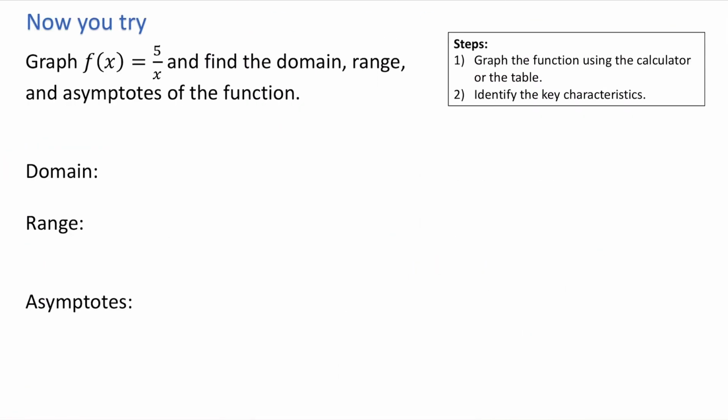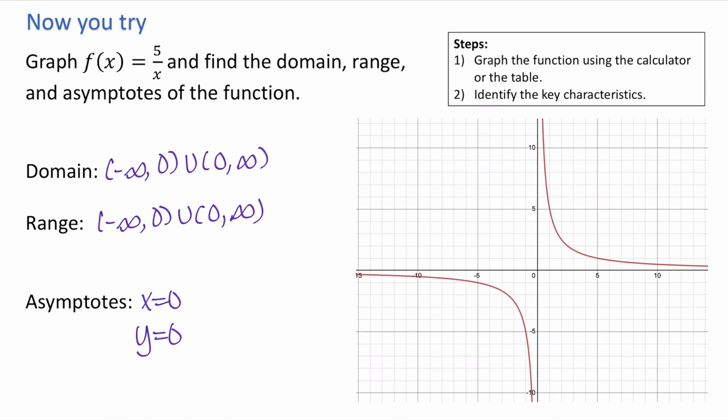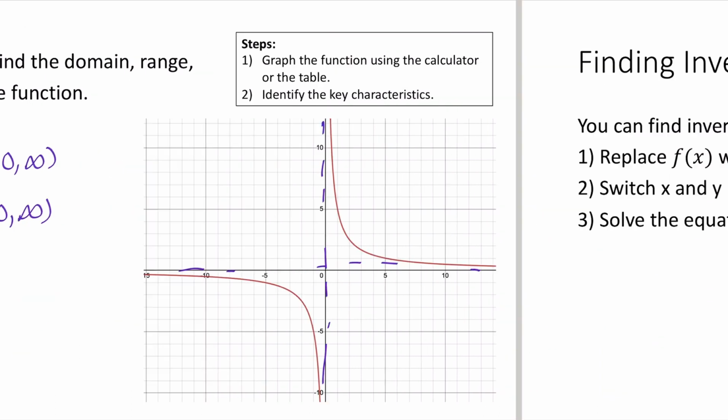So now you can go ahead and pause the video and try this example on your own. So when you graph 5 over x, this is what the graph looks like. The domain is going to go from negative infinity to 0 and 0 to positive infinity. The range will go from negative infinity to 0 and 0 to infinity. The asymptotes will occur at x equals 0 and at y equals 0.